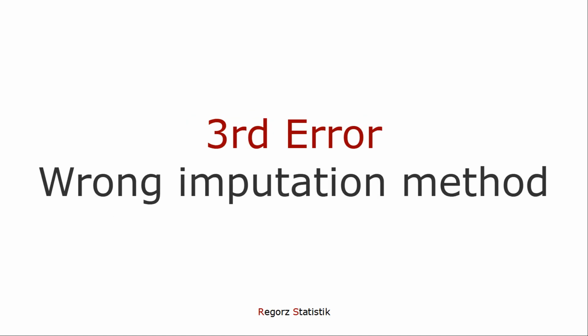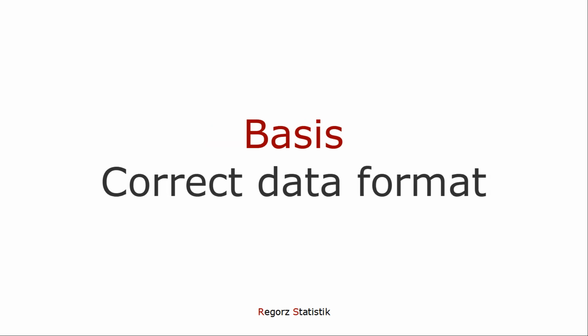Third error, wrong imputation method. The different algorithms or programs for multiple imputation decide which method to use for the imputation of a specific variable by looking at its data format. So the imputation method used by your program for the imputation of a variable on a metric scale will be different from the imputation method for a variable on the ordinal scale or on a nominal scale. For that reason, it's important that you have specified the correct data format for each of your variables, because then your program probably will choose the correct imputation method for all variables.